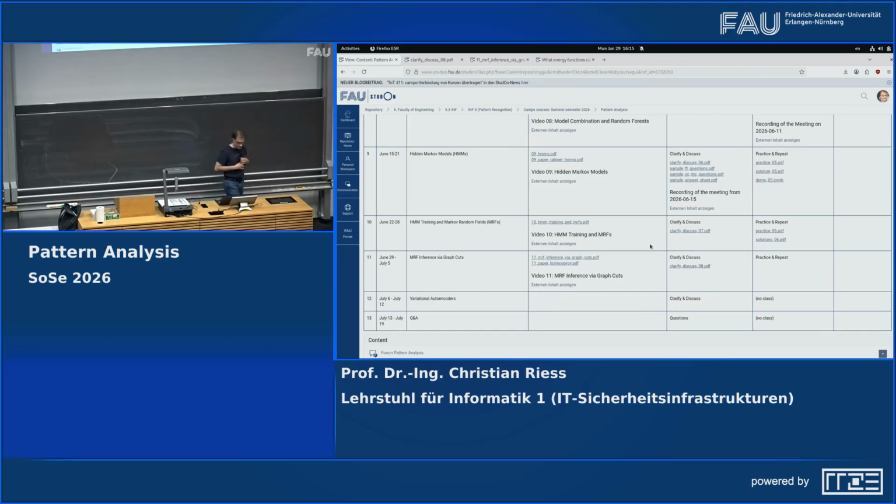Okay, let's start. Our topic for this week is one particular topic: inference in Markov random fields.